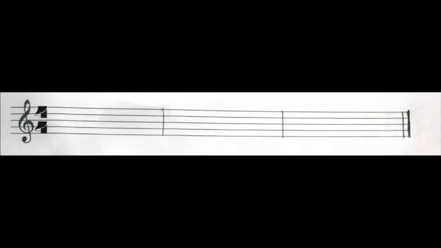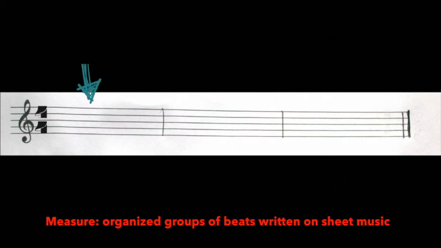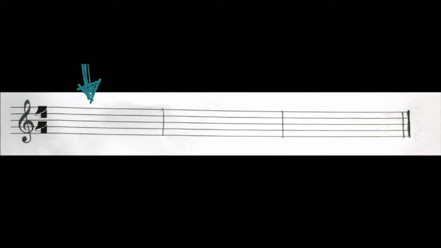Now let's talk about measures and bar lines. Before we begin to describe the specific rhythmic patterns, we must first know how to organize them onto a sheet of paper. Music is divided rhythmically on a piece of sheet music by a grouping of beats called measures. Measures contain a specific amount of beats and are separated by what is called a bar line. The bar line represents when one measure ends and another begins, or when one rhythmic grouping ends and another begins.